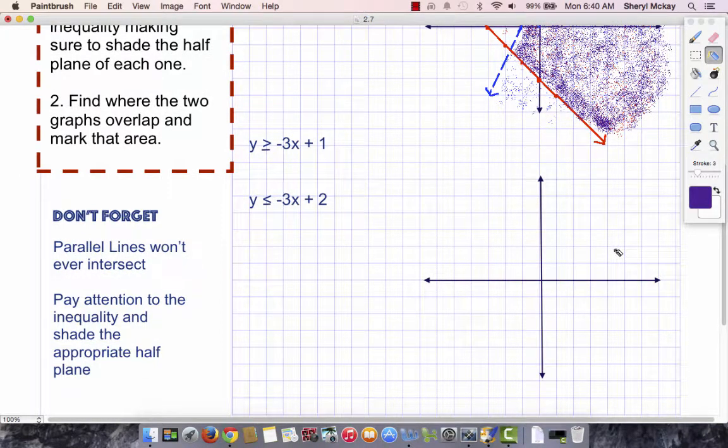Actually, I think I want you to go ahead and graph this first inequality. So take a minute and graph it. You're going to have to graph the y-intercept, and then you're going to have to graph the slope. Okay, so go ahead and try that.